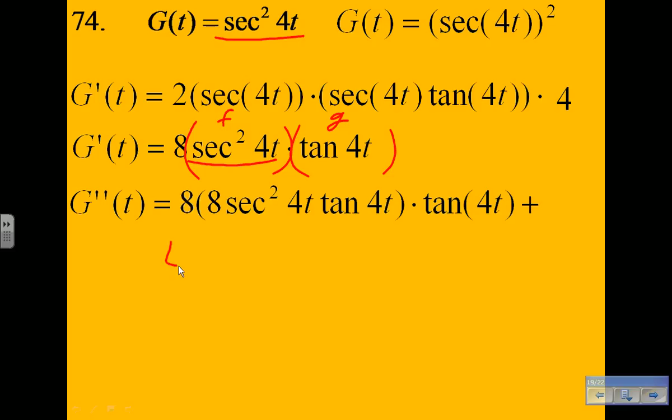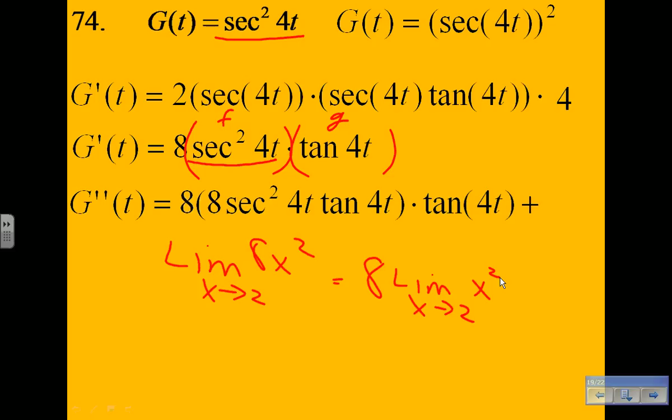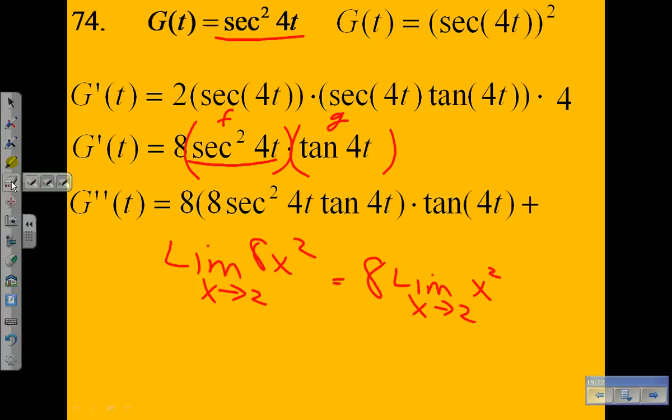It's kind of like this. The limit, we had this rule of 8x squared as x approaches 2. The answer you would put in, 4 times 8, is 32. That's the same thing as 8 times the limit as x approaches 2 of x squared. Okay? So I'm doing that with the 8.